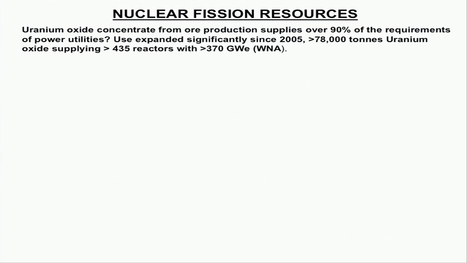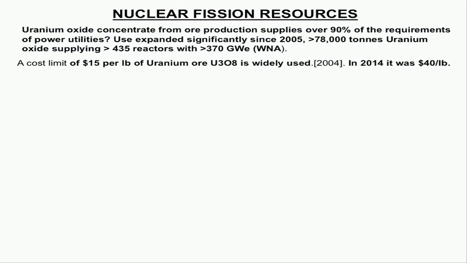So, what are we going to do to fill the gap? Bearing in mind we don't want to use coal, or as little as possible, to minimise the impact on climate. Well, we have to look at other non-renewable resources, and of course that means nuclear fission resources. So remember, uranium oxide concentrate supplies about 90% of the requirements of our power utilities, potentially. Its use has expanded since 2005. It slowed down a little bit after 2010. But since 2005, we've been producing about 78,000, 80,000 tons of uranium oxide to over 400 reactors worldwide, giving us around about 370 gigawatts of electricity.